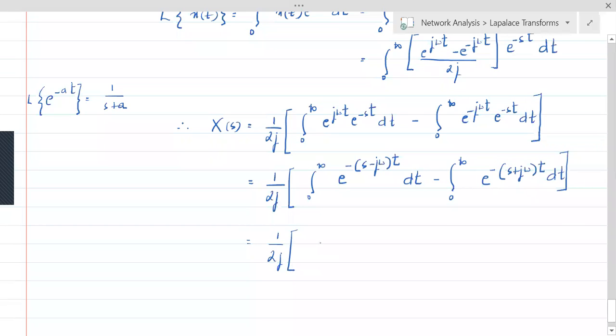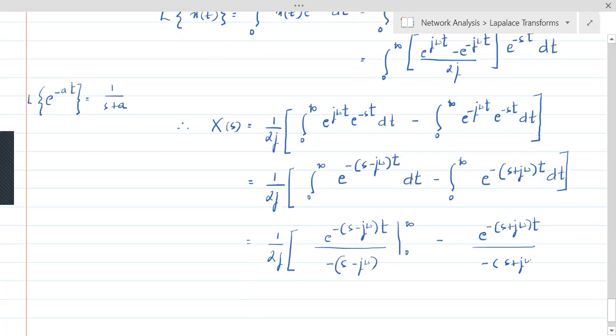Okay, so what we can do, you can further go and integrate this, that is e power minus s minus j omega t divided by minus of s minus j omega. Apply the limit 0 to infinity. Minus, what would this be? This would be e power minus s plus j omega t divided by minus s plus j omega. The limits applied are 0 to infinity again.